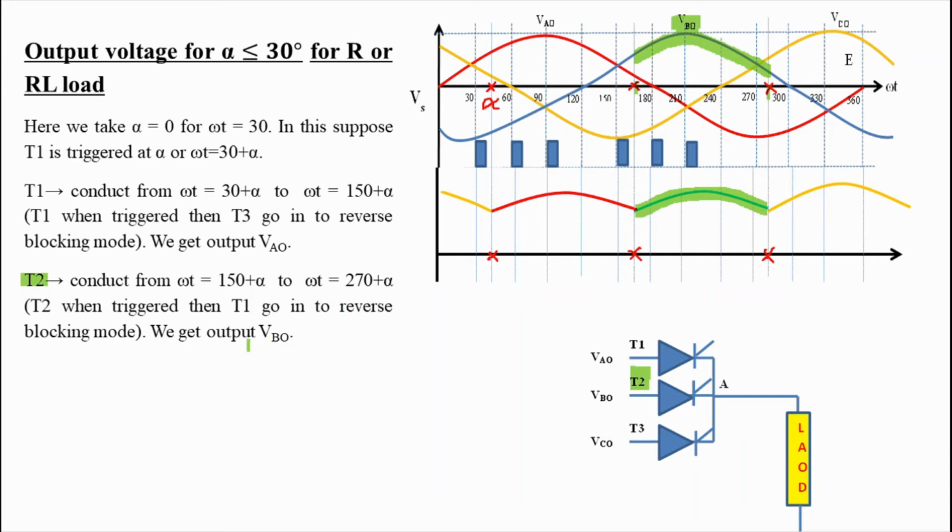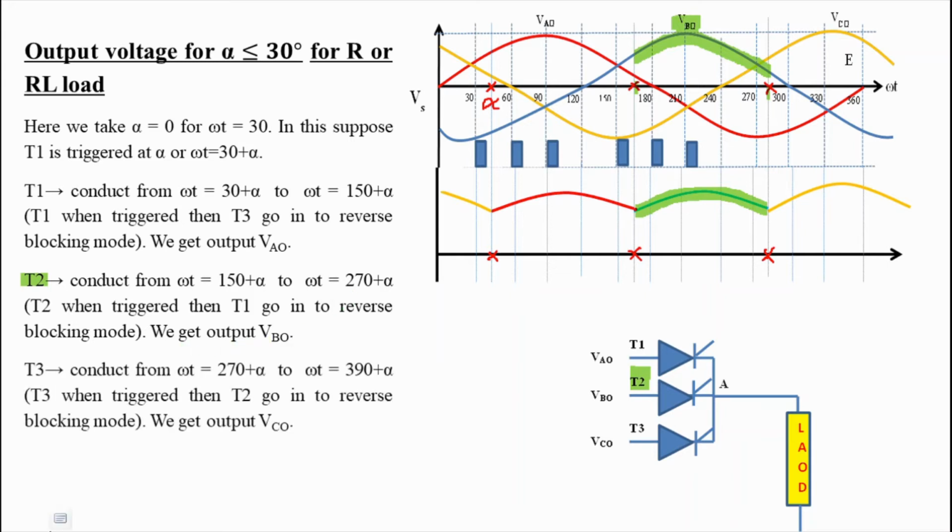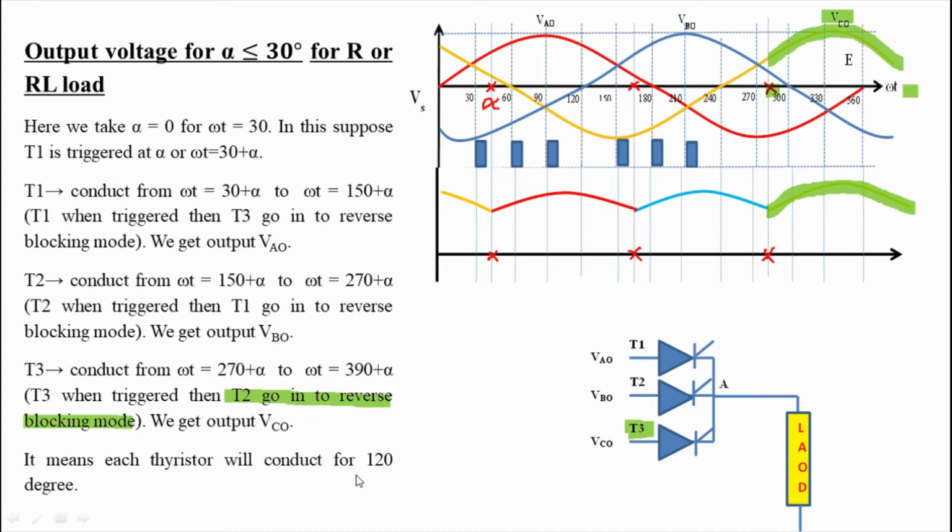Because here VA naught is applied to T1, VB naught to T2 and VC naught to T3. Now see, when T3 is triggered, what happens? It will conduct from omega t equals 270 plus alpha to omega t equals 390 plus alpha. It means it will conduct for again 120 degree. And when T3 is triggered, then T2 will go into reverse blocking mode automatically. So we get output voltage VC naught during this period. In this way we will get this waveform. It means each thyristor again will conduct for 120 degree.